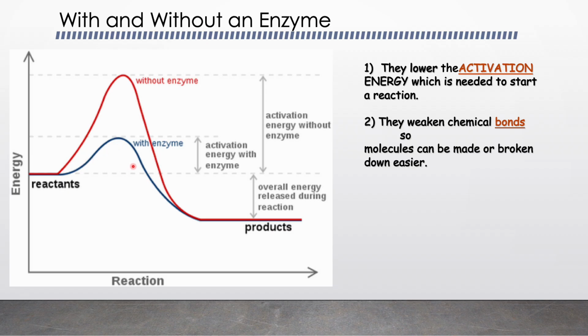And so with an enzyme, it occurs much faster, much lower hill, much smaller hill. Then I can start forming products. So again, starting point and ending point, still the same. It just was able to happen faster.